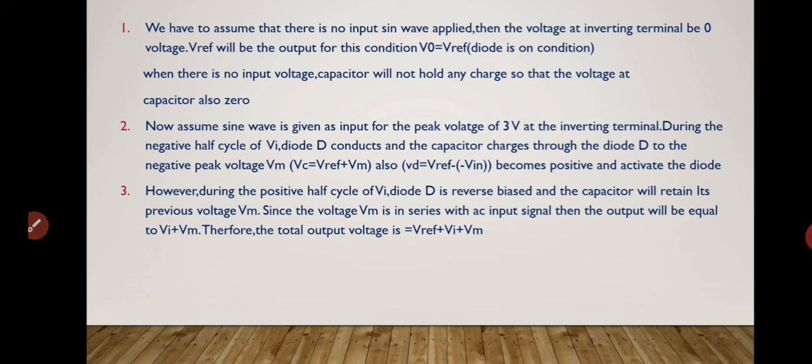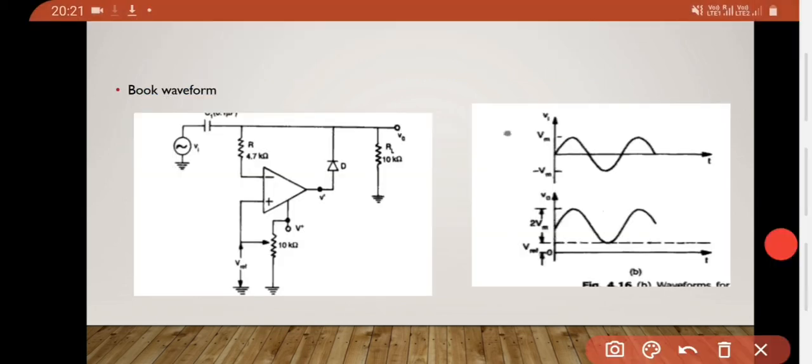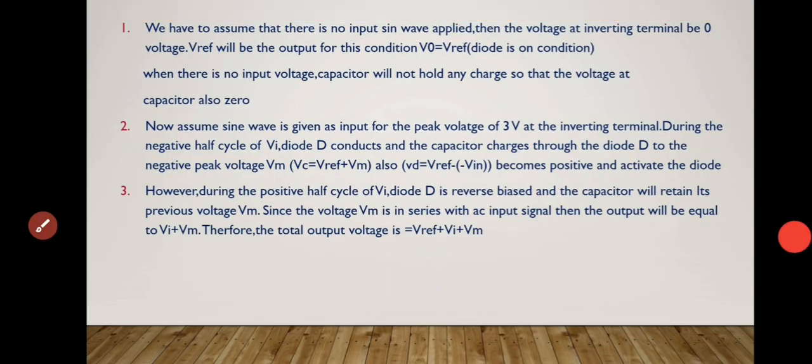Then we have to consider the positive cycle of Vi. During the positive cycle of Vi, the diode D is reverse biased and the capacitor will retain its previous voltage Vm. Whatever we store during the negative cycle will be retained during the positive cycle. Since the voltage Vm is in series with the AC input signal, these two come out as a voltage during the positive cycle. Therefore the total voltage is equal to Vreference plus Vi plus Vm.